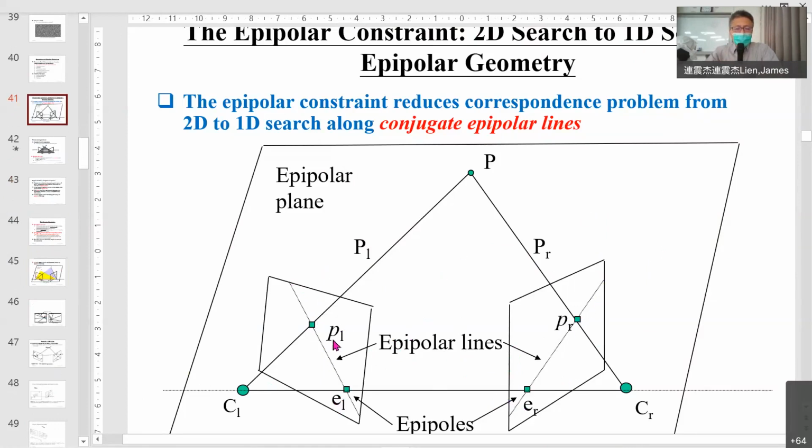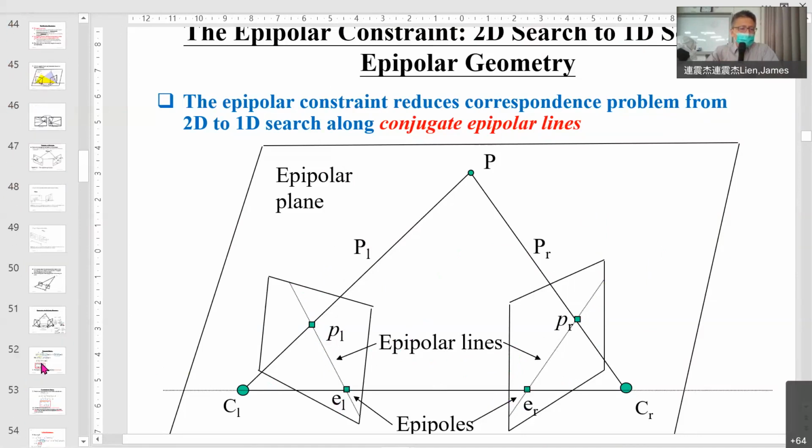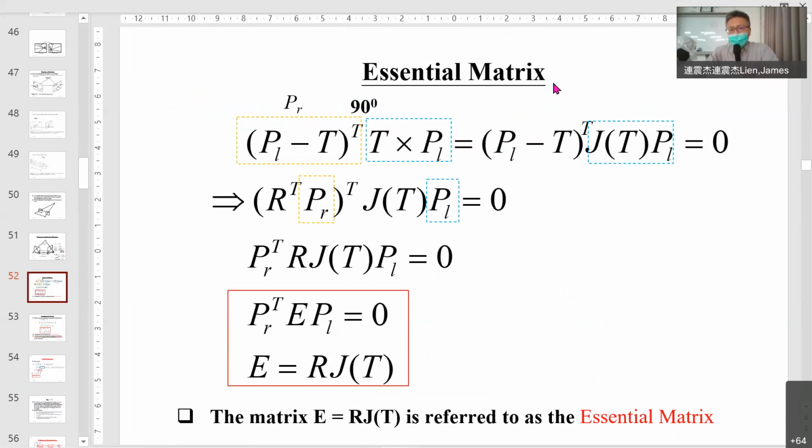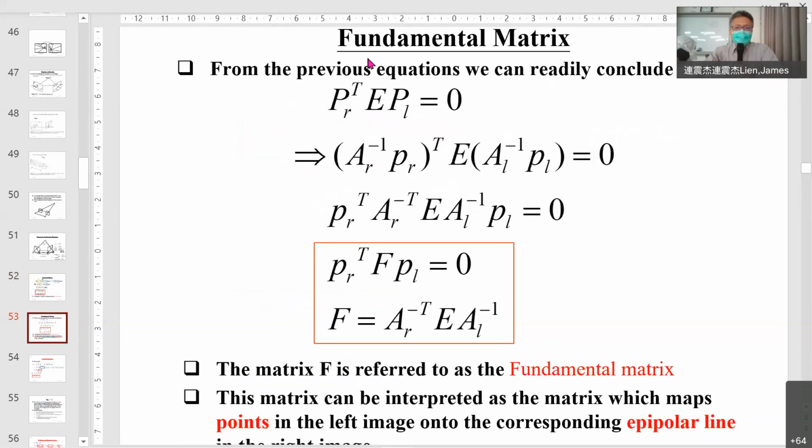In order to get the epipolar line, we will introduce the essential matrix. The essential matrix is 3D to 3D. What we see is 2D to 2D. So we need to use the fundamental matrix. This matrix means that for any left side image pixel, based on the fundamental matrix, you can find the corresponding right side pixel.